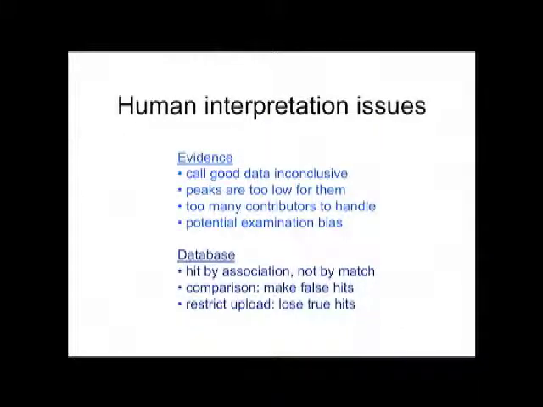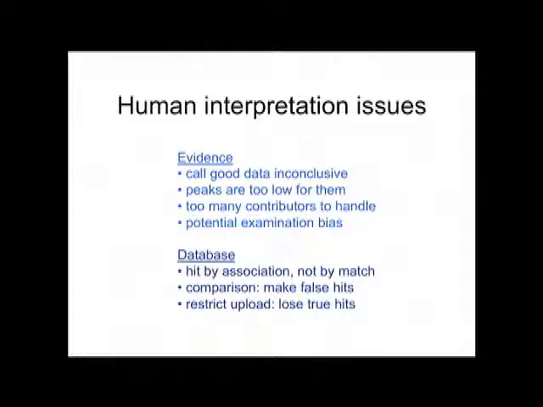Here are some human interpretation issues with less straightforward DNA. On the evidence side, good DNA can be considered inconclusive. The DNA peaks may be too low for people to reliably analyze. There may be too many contributors in a mixture for them to handle. Some labs won't analyze beyond 2 contributors, say. And there's always a potential for examination bias, as recent papers have reported.